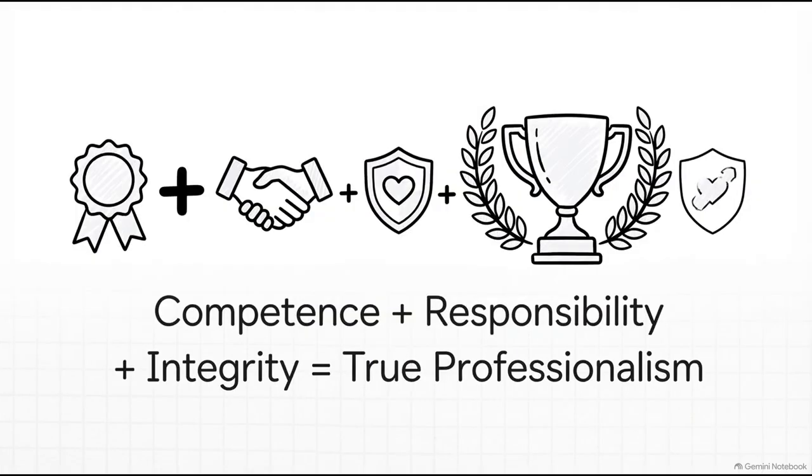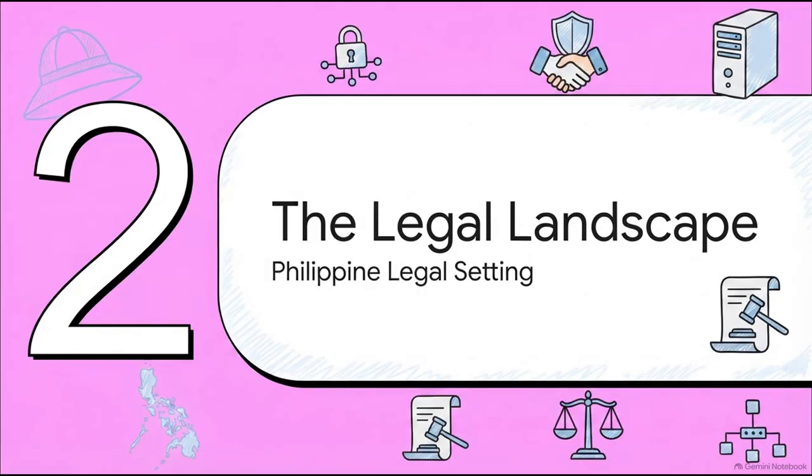We can actually boil down what it means to be a true IT professional into a pretty simple equation. Professionalism equals competence, meaning you actually know what you're doing, plus responsibility, plus integrity. It goes way beyond technical skills. You could be an absolute genius coder, but if you don't have integrity, you aren't a professional. You're just a liability. Moving on to Section 2, Navigating the Legal Landscape, focusing specifically on the Philippine legal setting.